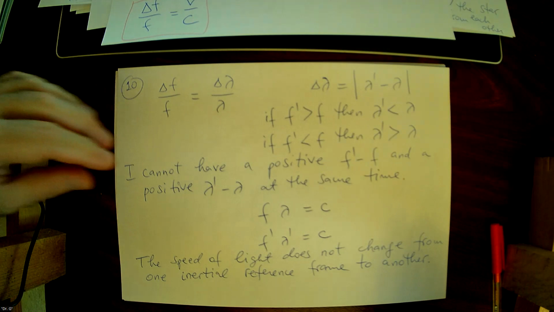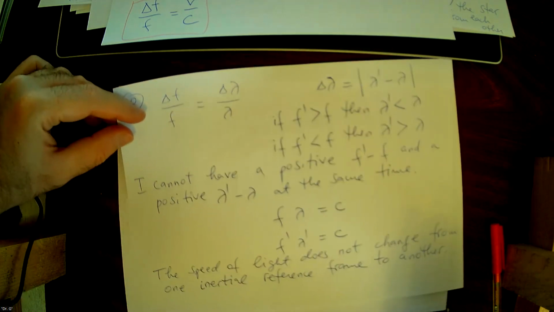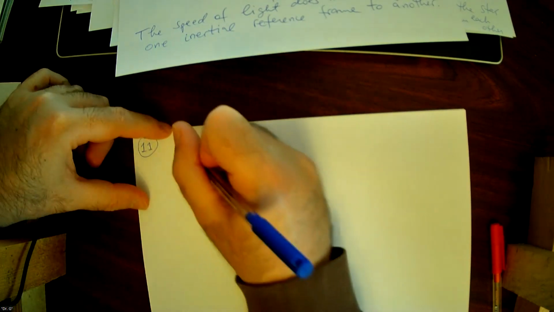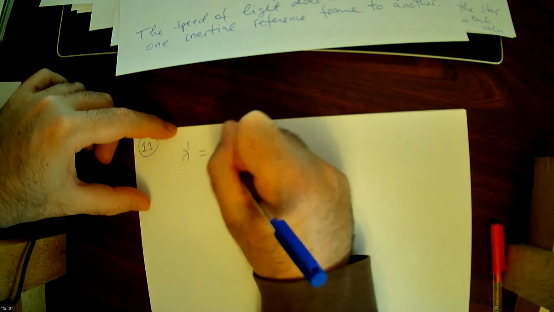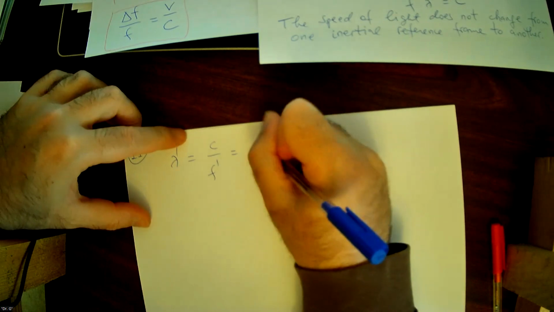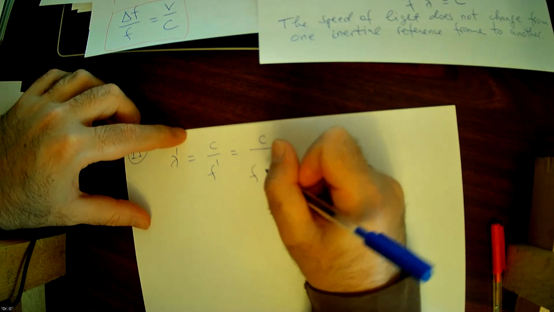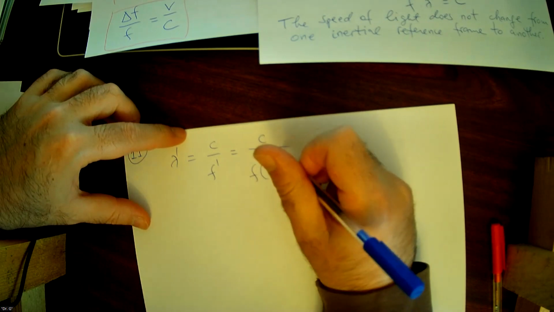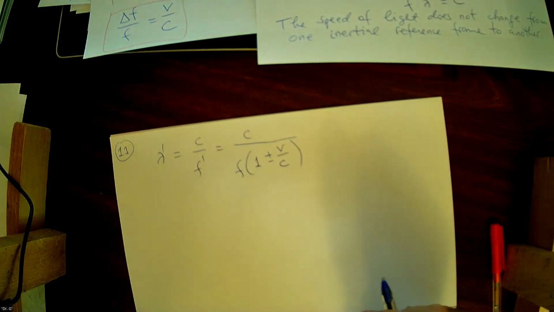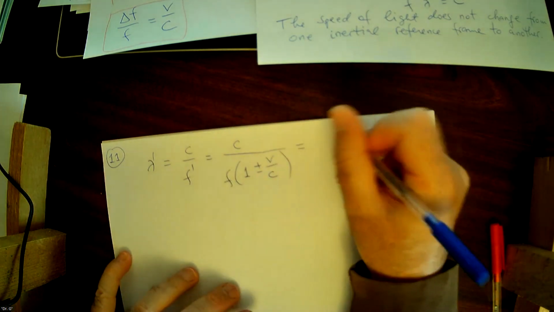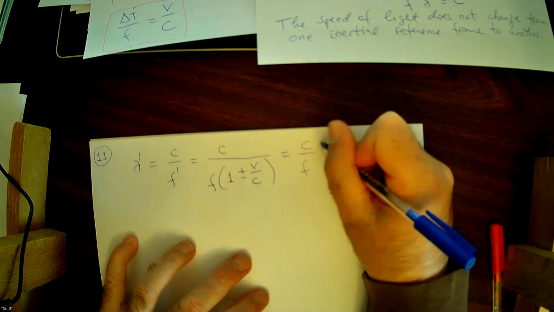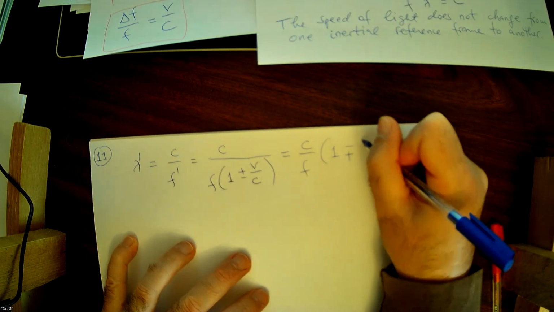Okay. So we can say lambda prime is c over f prime. It is c over f times one plus or minus v over c. Which is c over f, and again, I use the approximation because v over c is super small. I get 1 minus or plus v over c.